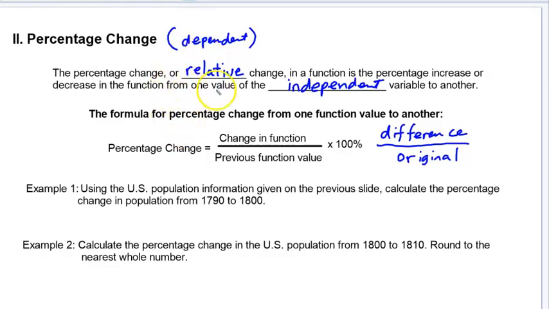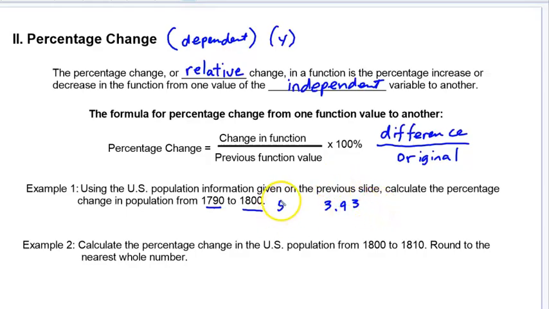Okay, I know we're looking at the change from one independent variable to another, so we're looking at the change from here to here. That lines up with our definition. But the actual calculation involves the dependent variable, or the y. Okay, so I'm going to look at my table. So in 1790, we had 3.93, and that's in millions. And then in 1800, we had 5.31.